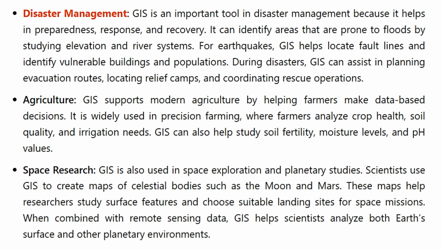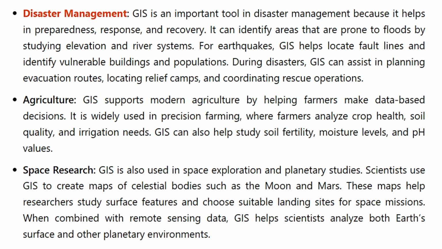Agriculture. GIS supports modern agriculture by helping farmers make data-based decisions. It is widely used in precision farming, where farmers analyze crop health, soil quality, and irrigation needs. GIS can also help study soil fertility, moisture levels, and pH values.